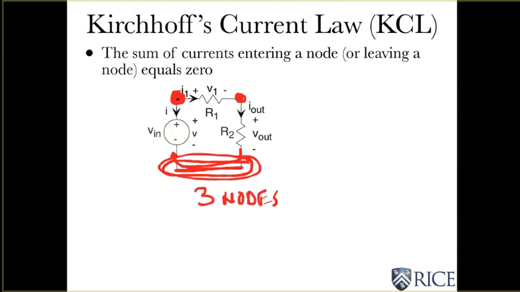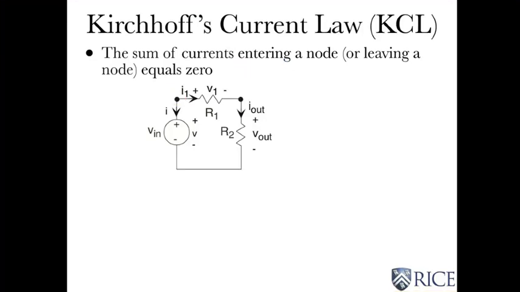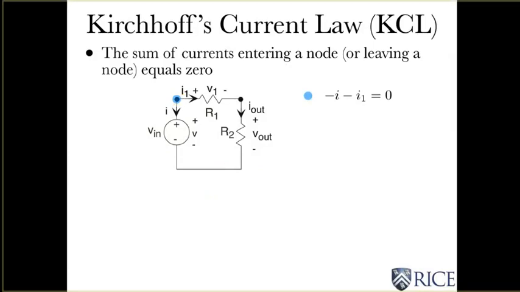What I'm going to do is write KCL for each node, in terms of currents entering the node. Let's consider them one at a time. For the blue node, the current entering from the south is minus I, and the current entering from the east is minus I1. You just flip the sign to reverse the direction of the current arrows. So in terms of currents entering a node, minus I minus I1 is 0.